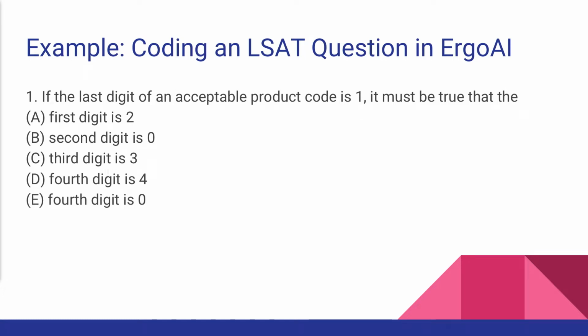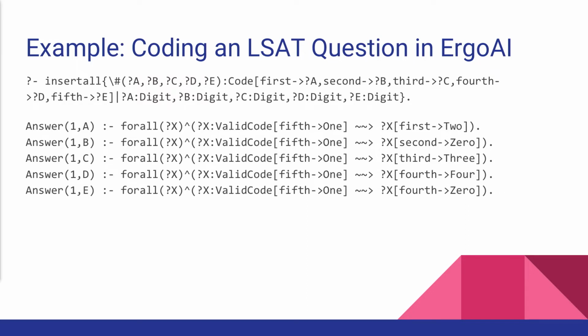We have all fact scenarios. The question is about all valid product codes. And we don't have one legal question. We have 5 legal questions. Is the correct answer A? Is the correct answer B? Is the correct answer C? So again, you don't have to write an algorithm. You just have to translate this into the code. And here's what it looks like.